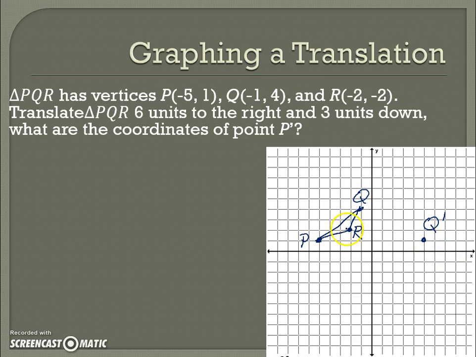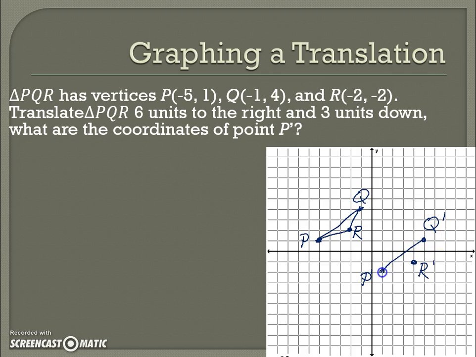Then from there, I'm going to translate R. And for that one, I go 1, 2, 3, 4, 5, 6 to the right, and then down 3. 1, 2, 3. So here's R prime. And then P, 1, 2, 3, 4, 5, 6, 1, 2, 3. That gives me P prime.